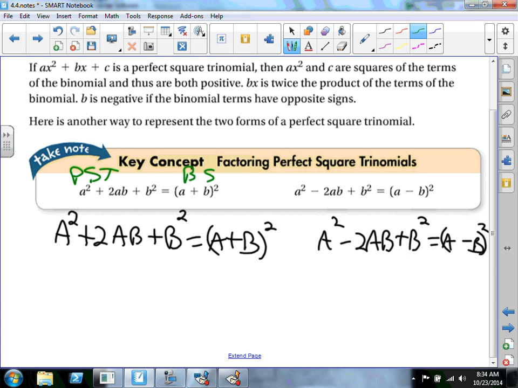And if you follow the pattern, these are real easy to figure out. All you do is take the square root of the first term and take the square root of the last term, and then look at the sign of the thing in the middle. That's really all you do. Square root of a squared is a, the square root of b squared is b. Whatever the middle sign is, that's what the sign is.